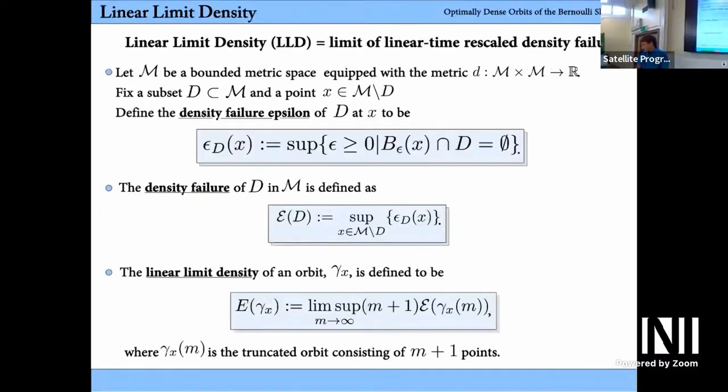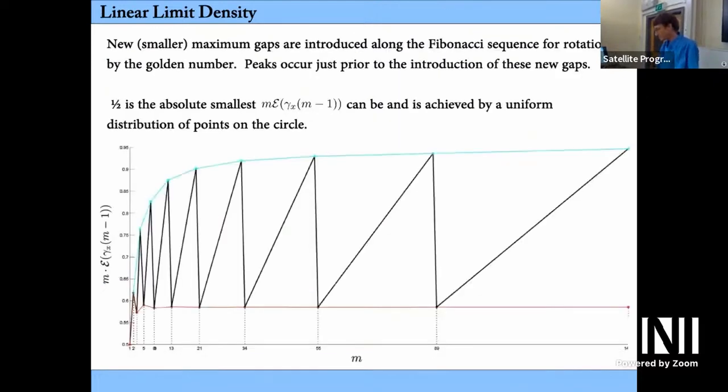Okie doke. So here's the three distance theorem, but roughly we can do this quite quickly. There are probably a lot of ways that you could measure the difference between these different numbers as you're putting them around on a circle. But here's the idea, we call it the linear limit density. I'm going to look at the largest gap, but you have to penalize that largest gap by how many points you've put down. Because if you put a million points down, you expect a smaller gap than if you only put 5 points down. So we take the number of points we've put down times the largest gap that you see, and take the limit of that as the number of points goes to infinity. Remember, you're almost scaling the circle by how many points you put down. That's the linear limit density.